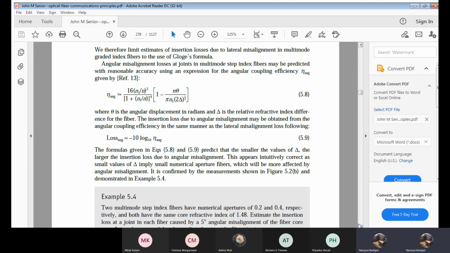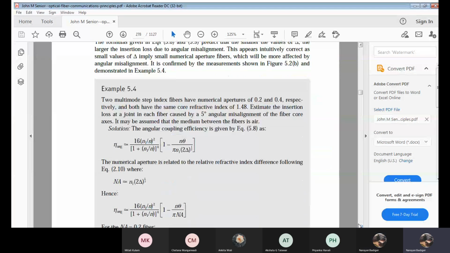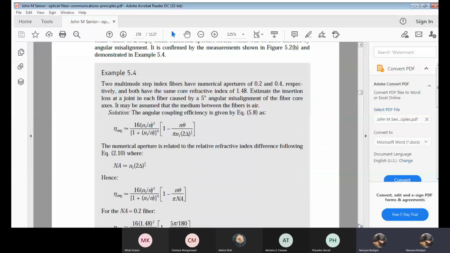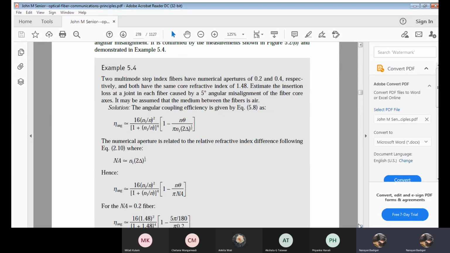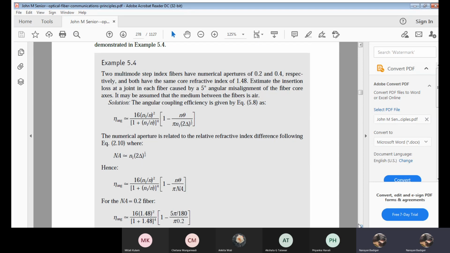Just try to remember this. Again, I repeat, this is the equation for angular misalignment loss at joints for step index. Similarly, if I want to calculate it in dB, again it is minus 10 into log of that eta. Now we use this formula to calculate a few things over here. We will be calculating angular coupling efficiency. Again just direct substitutions, that's all.